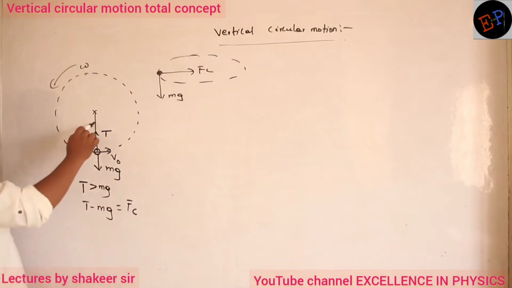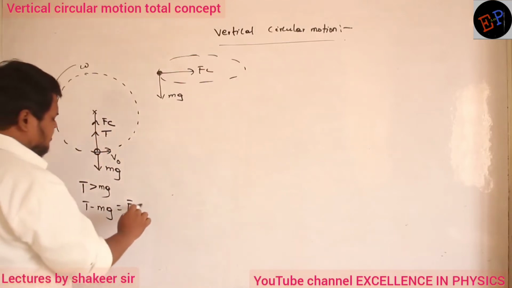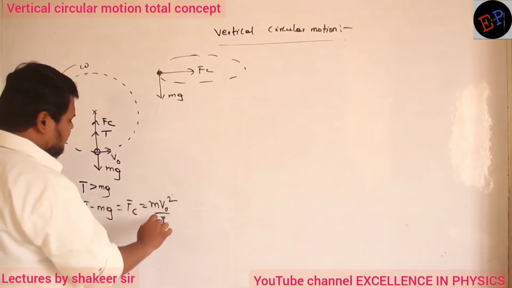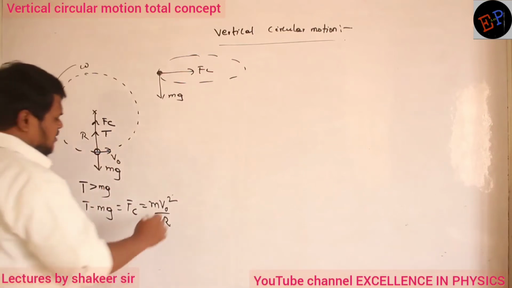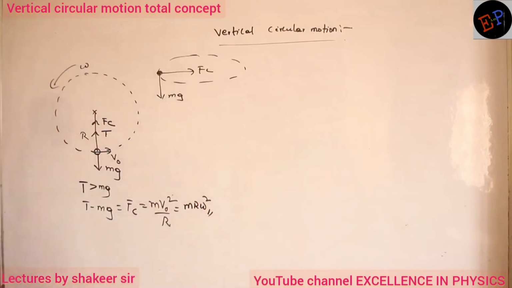And centripetal force will be in which direction? Towards the center of the circle. So T minus mg is centripetal force, and what is the equation for centripetal force? m v0 square divided by r, if the radius of this circle is r. L also you can take, or you can write m r omega square. Clear? This is how I can write the equation.